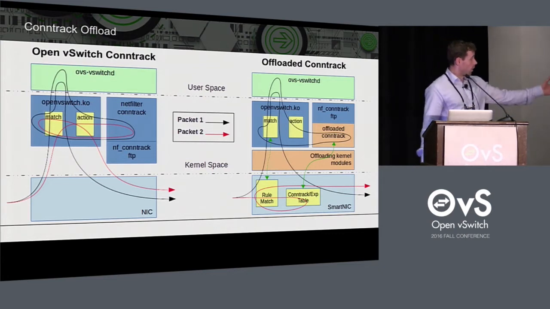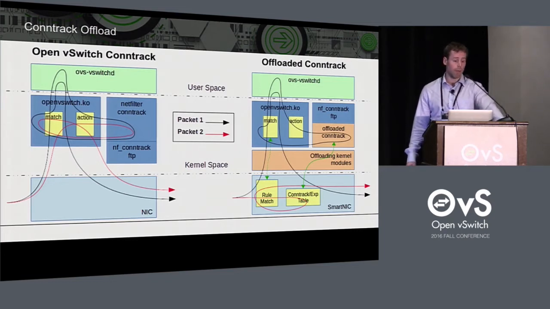It means now that our second packet can come in. Hopefully the rules will have been passed down again. We can match it on the SmartNIC, and we can also do Conntrack on the SmartNIC and just pass it out of the system.